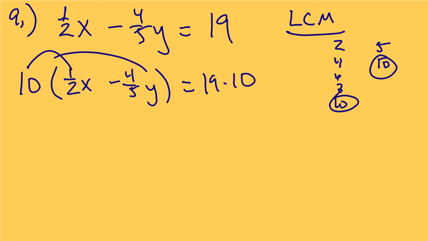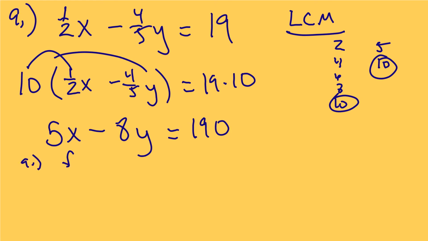I get 10 times 1/2 is 5, so I have 5x minus 8y. If you do 10 times negative 4/5, you get negative 8, equals 190. Now, I'm going to do everything exactly the same, where I'll have part A and part B. So we'll say part A is 4y. So I have 5x minus 8y equals 190.